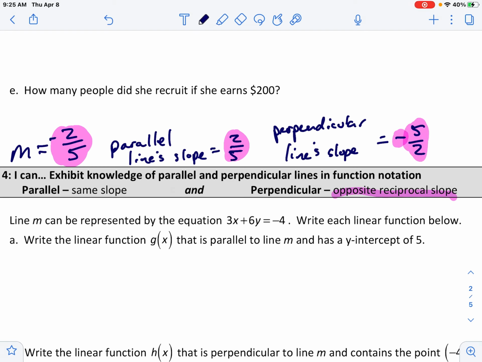If the original one was negative, then the parallel one would be negative, and the perpendicular one now would be the opposite of that, which would be positive, okay? See how that works? You've seen this before.